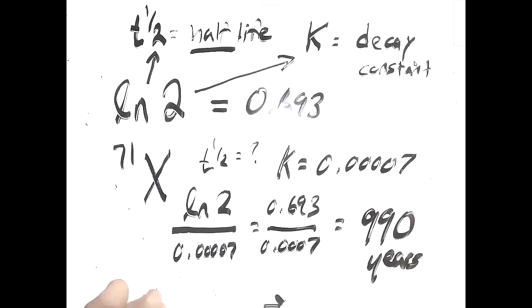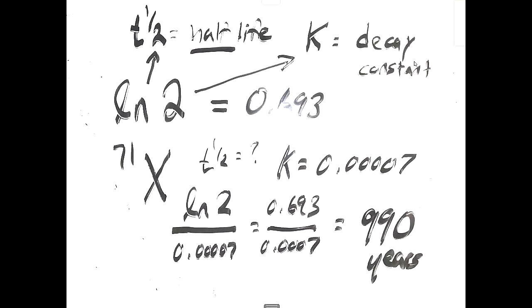Now, some problems will just have you figure out the half-life or the decay constant, but a lot of times you'll be asked to figure out how much is left. You will want to know what percent is left, or how many grams are left, or how many moles are left, or even how many atoms are left. You start off with a certain amount, and then after a time it changes. So for that, we're going to have to use another equation.